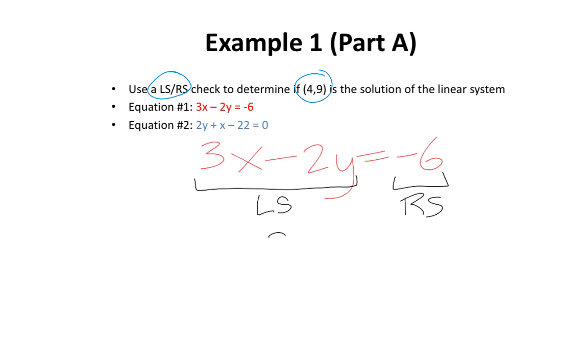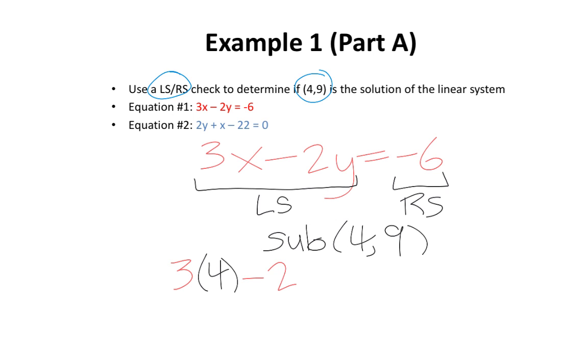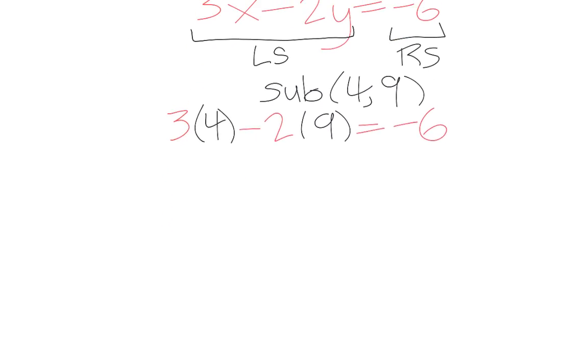I'm going to say sub (4, 9). That means I'm going to replace x with 4 and y with 9, and everything else stays the same. So over here, instead of writing x, I'm going to write 4, and over here, instead of writing y, I'm going to write 9, and everything else stays the same. I need a little bit more space.